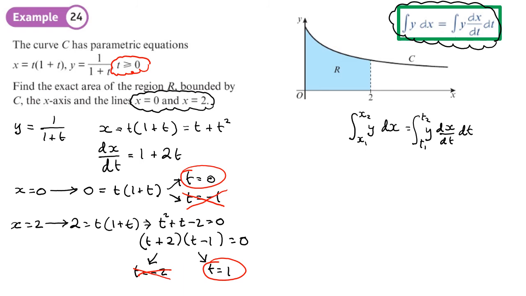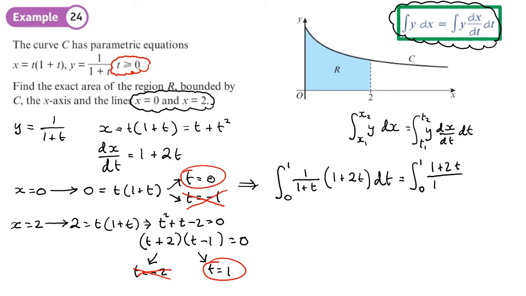So now the question becomes integrating between 0 and 1, my t limits, y, which is 1 over 1 plus t, times dx dt, which is 1 plus 2t, dt. So we are going to write it like this, 0, 1, so we'll have 1 plus 2t over 1 plus t.